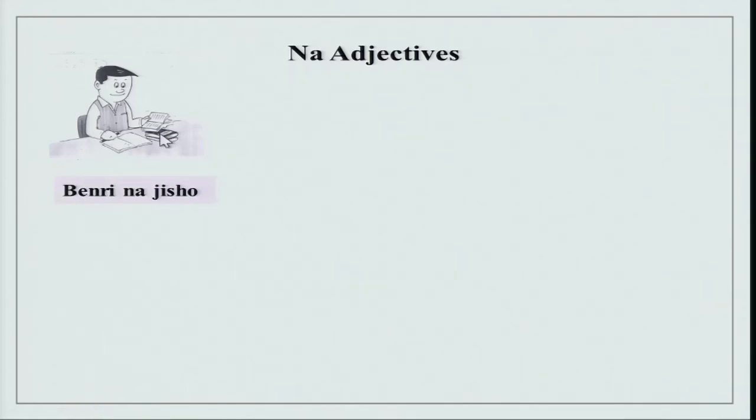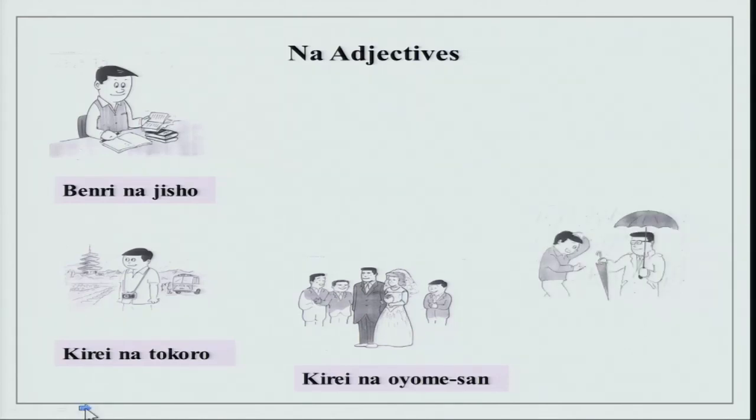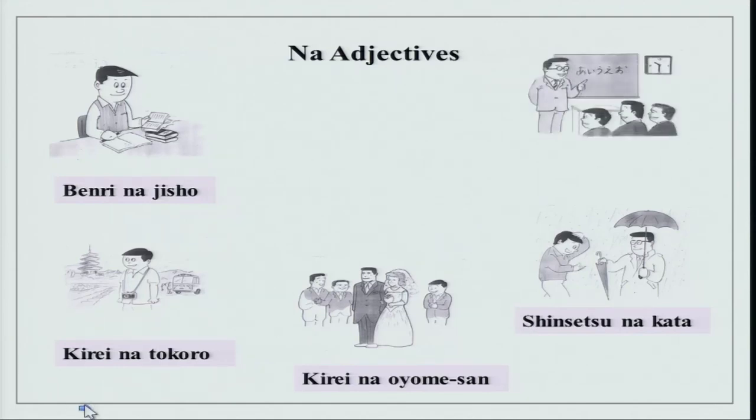Now you can look at the picture and practice. Benri na jisho desu. As I just told you, benri na jisho. Kirei na tokoro desu. Tokoro is a place. Kirei na oyome-san desu. Oyome-san is a bride. Then we have shinsetsu na kata desu. Shinsetsu is kind. So, this gentleman, we could call him Tanaka-san, is offering his umbrella over here on a rainy day. So, shinsetsu, he is a kind person.